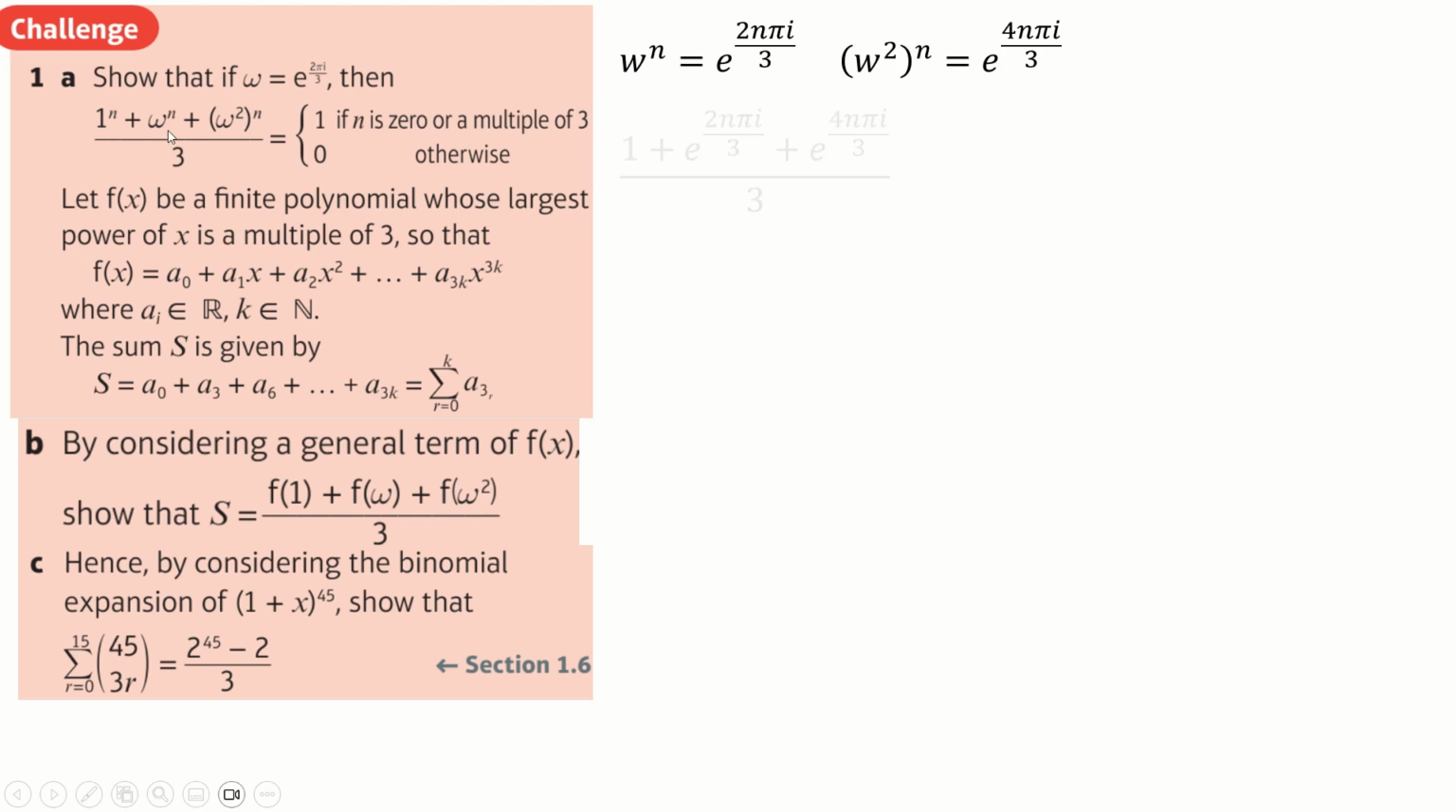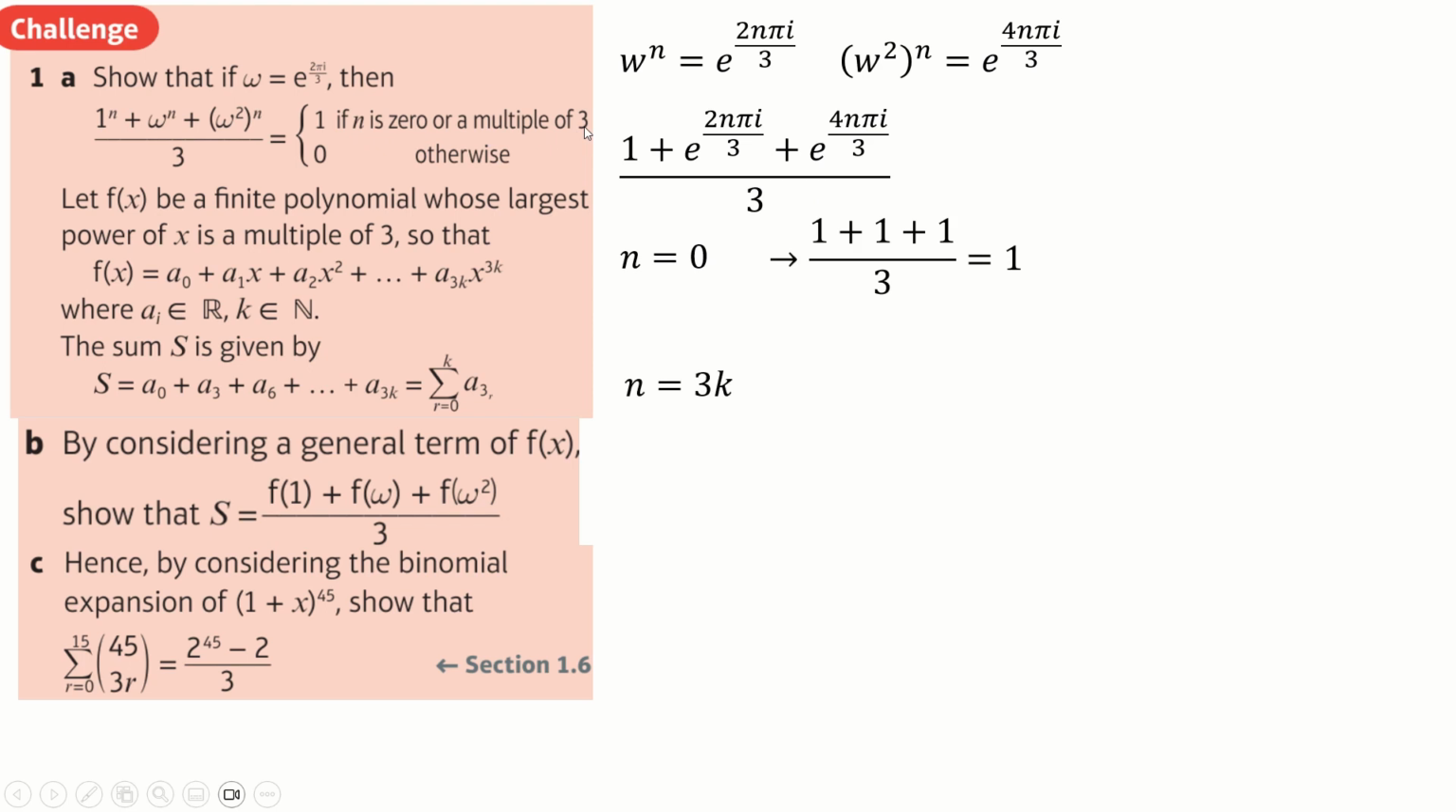Okay, so we got that. All we really have to do, so this is the thing we're looking at now, is just test what happens if n is 0. So I'll put n as 0 in first. That just makes e to the 0 plus e to the 0, which is 1 plus 1. So 1 plus 1 plus 1 over 3 is 1. So that checks out. And then we just have to check what happens when you put in a multiple of 3. So we can just pretend n is 3k, for instance.